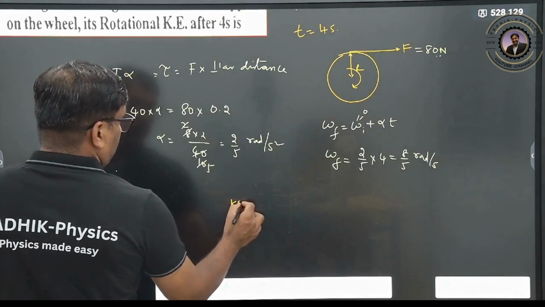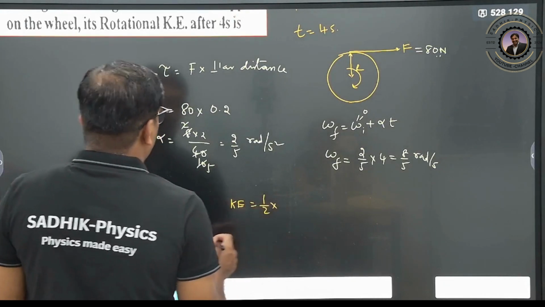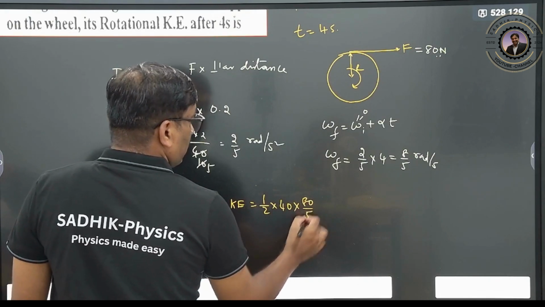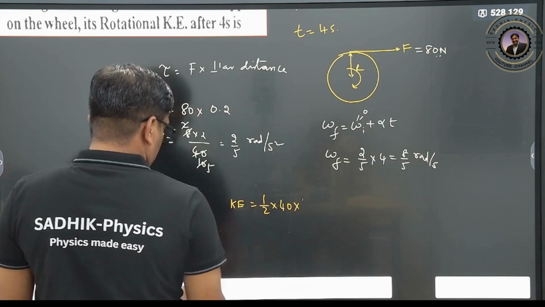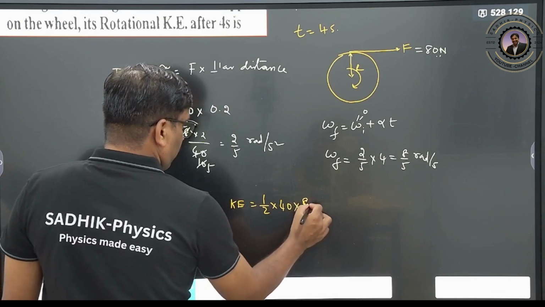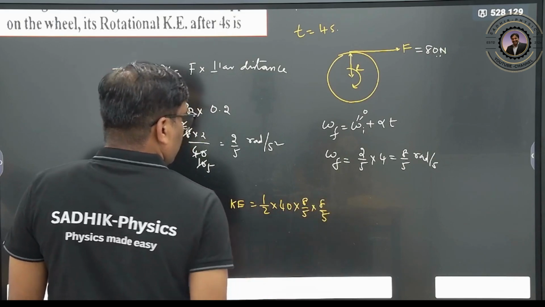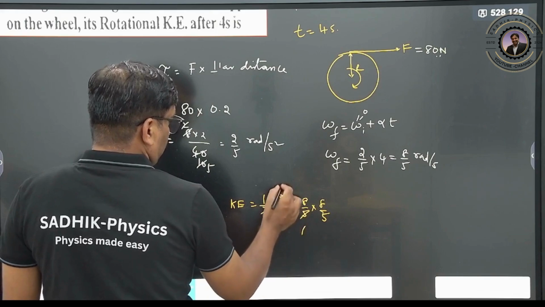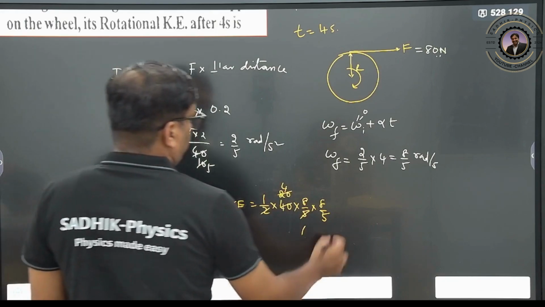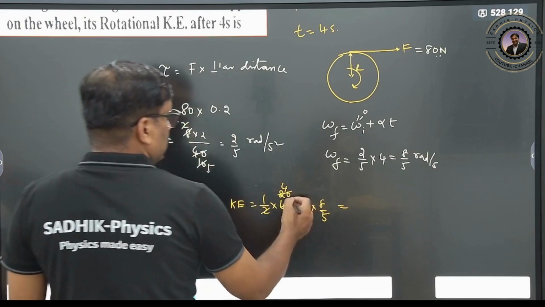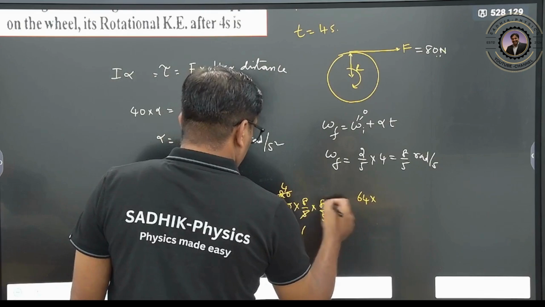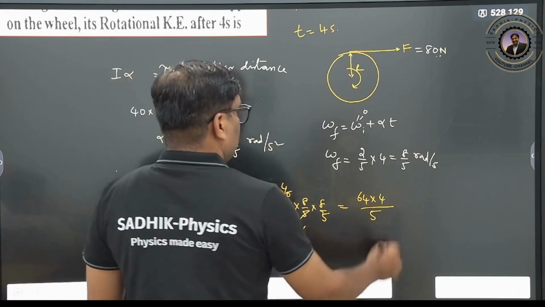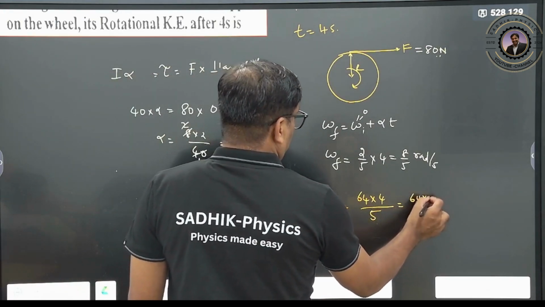Kinetic energy will be equal to 1 by 2 I omega squared. I is how much now? We got I as 40, and omega squared is 8 by 5 into 8 by 5. Clear? So therefore this is 24, therefore 64 into 4 divided by 5. So you can rewrite it as into 2. So 64 into 8 by 10.